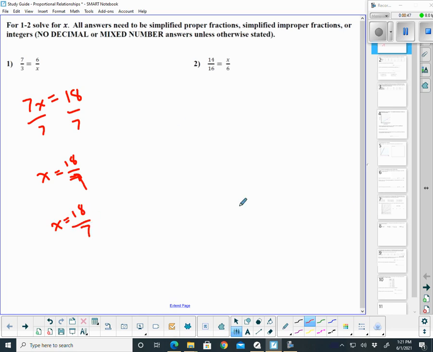All right, for the second problem, 16 times x is 16x, and that's going to be equal to 6 times 14, which I'll do over here on the side. 6 times 4 is 24, carry the 2. 6 times 1 is 6, plus 2 is 8, so 84. At this point, we would divide both sides by 16. You get x is equal to 84 over 16.